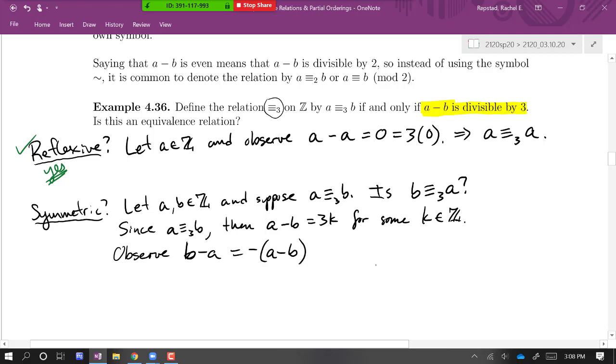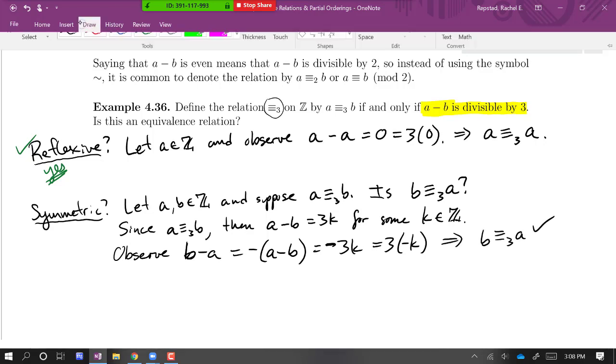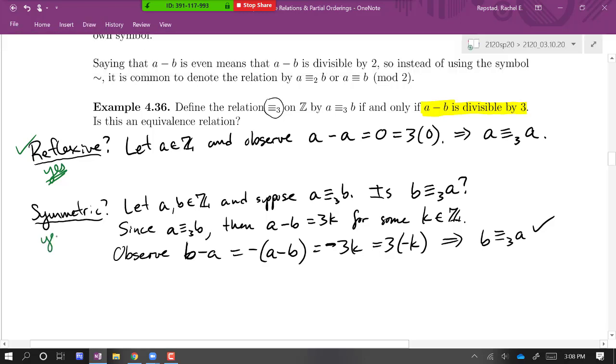Right, so it's a negative of a minus b, which is minus 3k, or 3 times negative k. So yeah, b is related to a. This gets a yes. And now transitive. How many elements do we need to grab to talk about transitivity? 3. So let's let a, b, and c be integers.